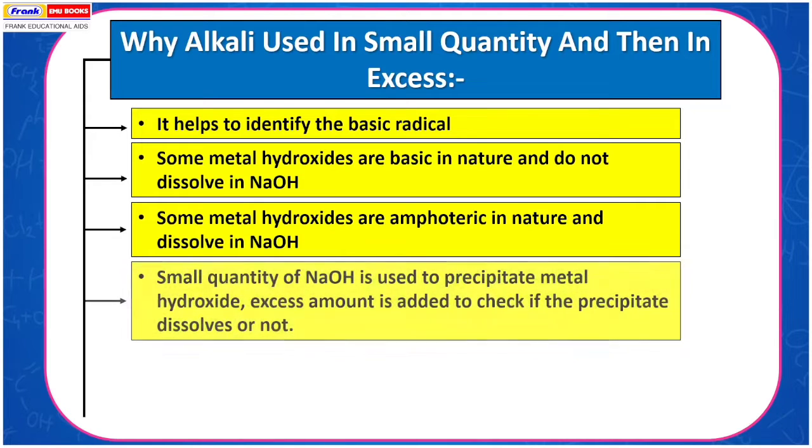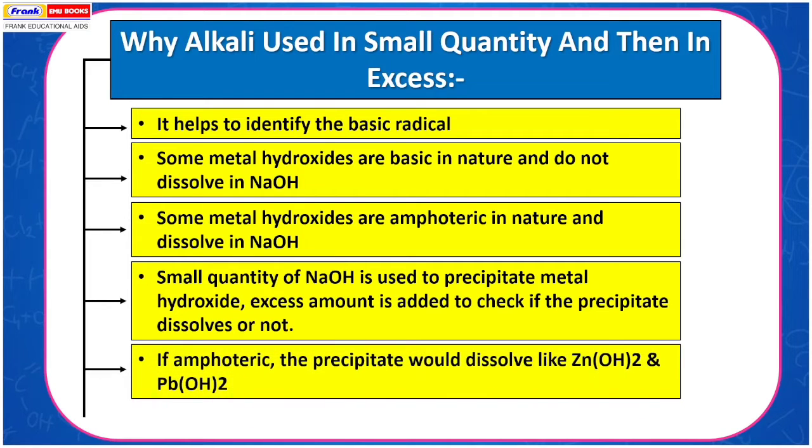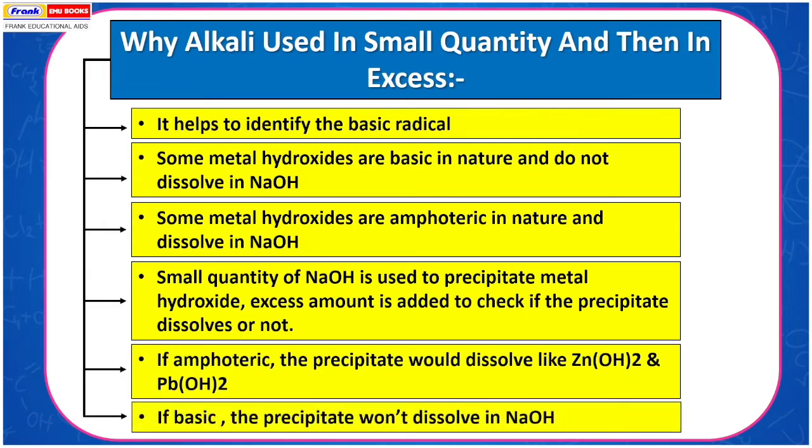Small quantity of NaOH is used to precipitate metal hydroxide. Excess amount is added to check if the precipitate dissolves or not. If amphoteric, the precipitate would dissolve, like zinc hydroxide and lead hydroxide. If basic, the precipitate won't dissolve in NaOH.